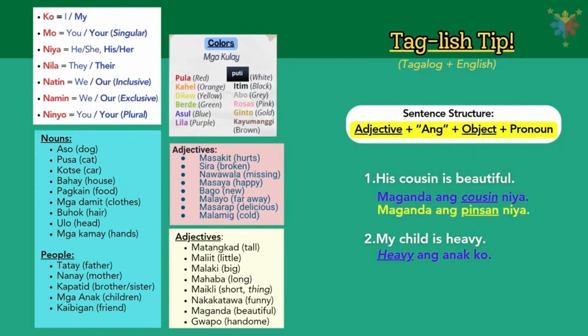Maganda ang pinsan niya. So pinsan is cousin, and this is gender neutral as well. Or mabigat ang anak ko. Mabigat means heavy. So if you don't know a word in Tagalog, don't be discouraged. I do want you to try and use Tagalog as much as you can, even if that means having to sneak in some English here and there. And then hopefully someone will correct you and say, oh, cousin in Tagalog is pinsan. So then you can just start saying pinsan in your sentences.